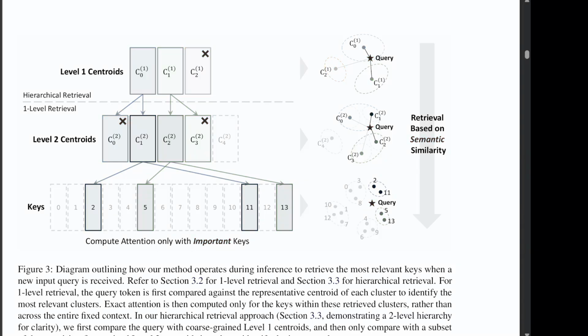That's a great analogy. Then, during the online retrieval phase, the query first compares itself against the very small set of level 1 centroids. This lets it instantly rule out huge chunks of the context that are clearly irrelevant. Pruning the search space quickly. Exactly. Then it only drills down further, comparing against the level 2 centroids within those level 1 regions that looked promising. Finally, it identifies the specific important keys to retrieve. It's a much faster way to zero in on what matters.